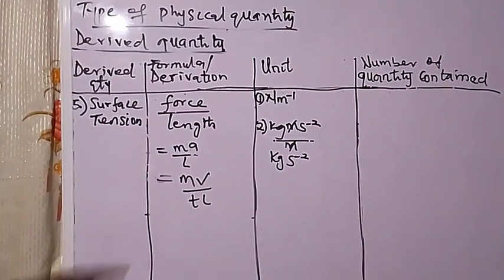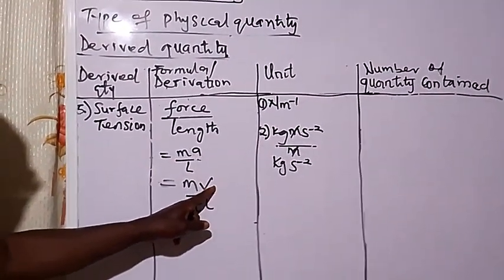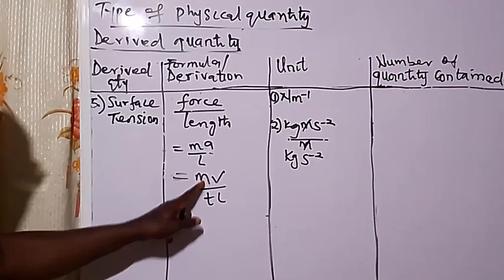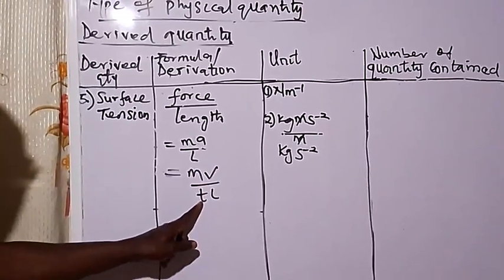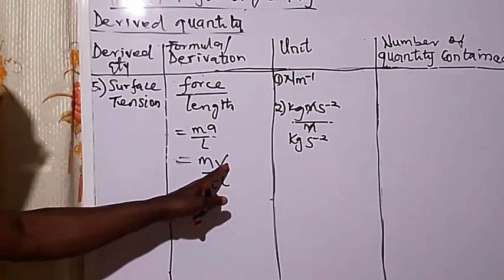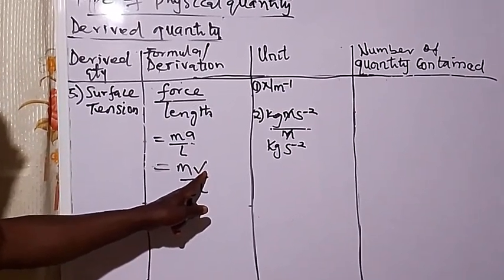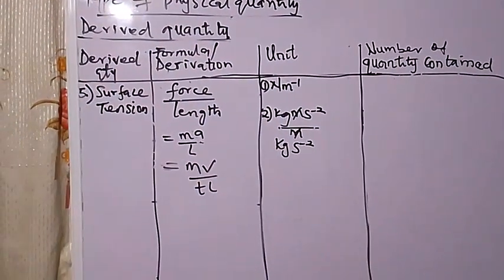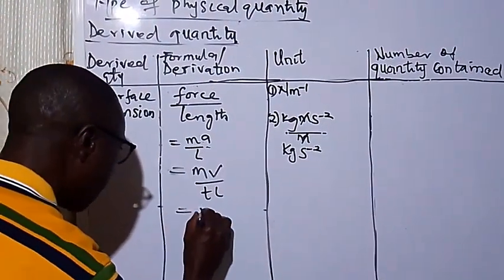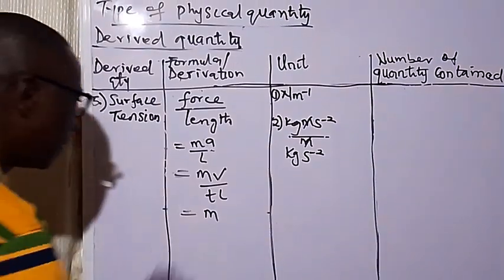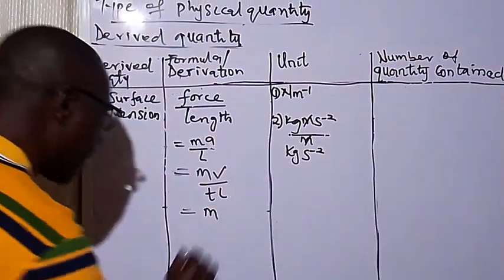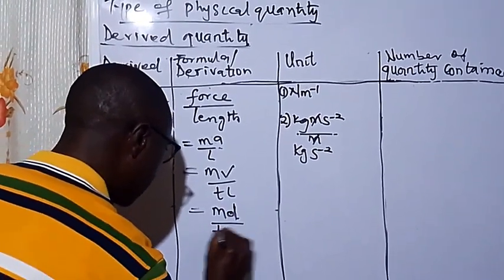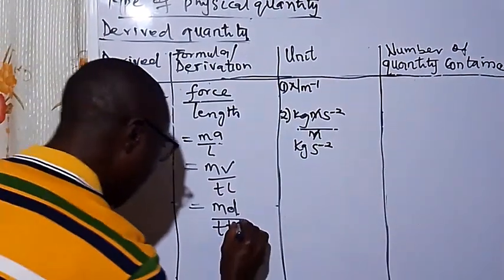Again, there is still another derived quantity here. If you consider them one by one, mass is fundamental, time is fundamental, length is fundamental, but only the velocity is derived. So we need to reduce it just to know the number of quantities that surface tension will take. So this one will now give us mass, velocity is displacement over time taken, multiplied by d over t again, and then multiplied by L.